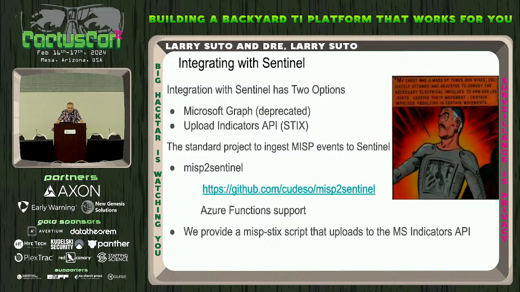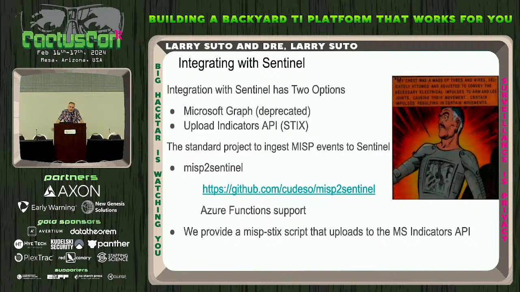Basically, it'll change the MISP event into a STIX event and then insert it into the indicators API, and then you'll see it in the Sentinel TI database. It also has Azure function support, which is kind of nice. You can set up an Azure function and call MISP to Sentinel to import the MISP events and IOCs.